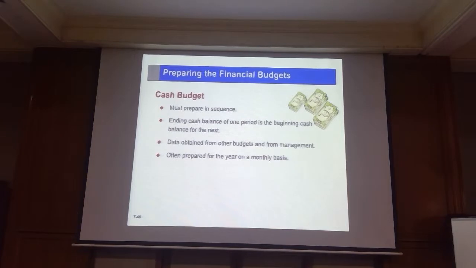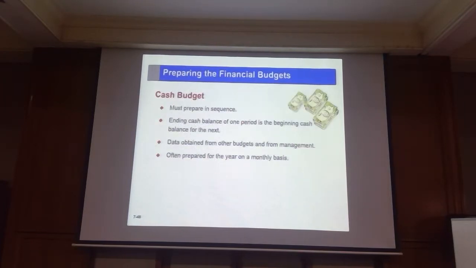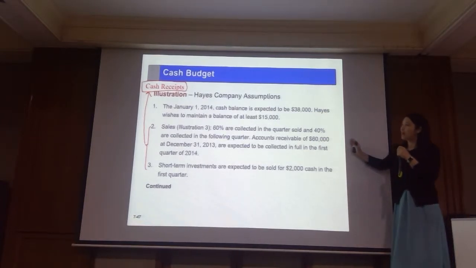Okay, for the cash budget, let me recap a little bit. We must prepare the cash budget in sequence. We need to start with the cash receipt first, and then followed by the cash disbursement, and finally we will come up with the financing section. Okay, let's see the information that we have. Okay, let's look at each one by one.